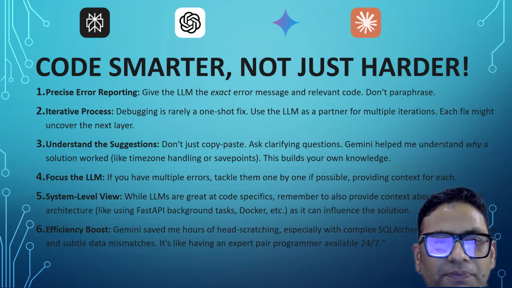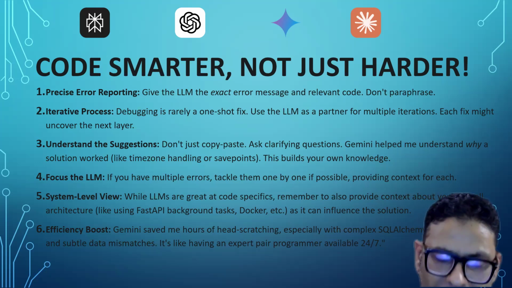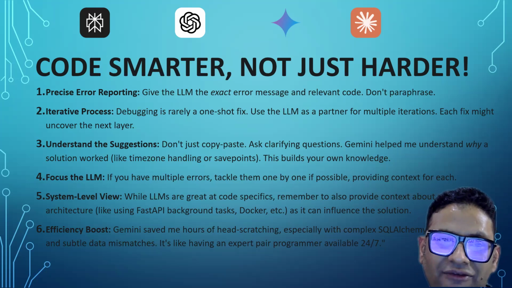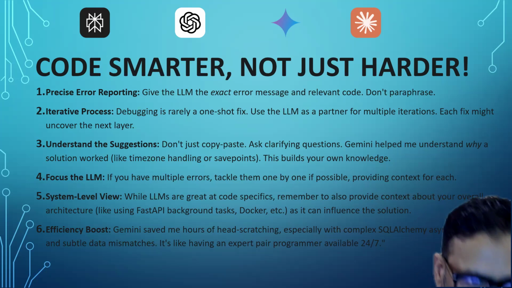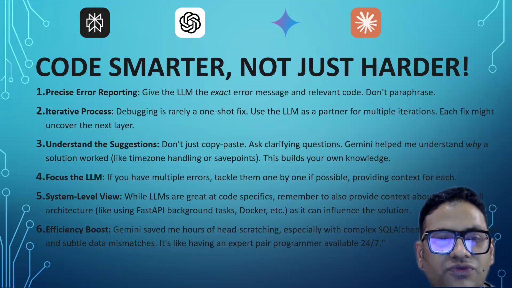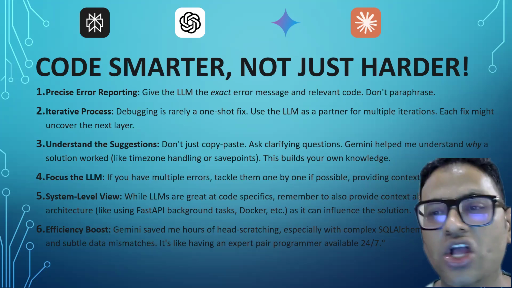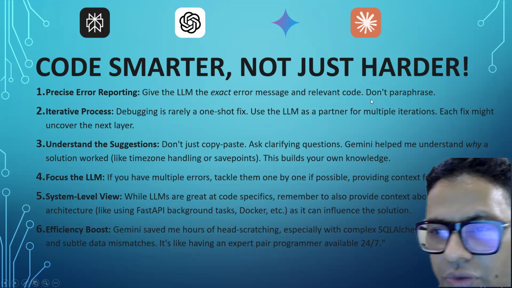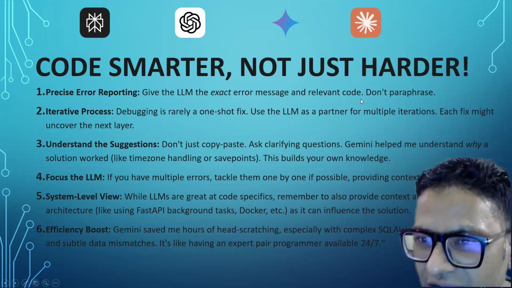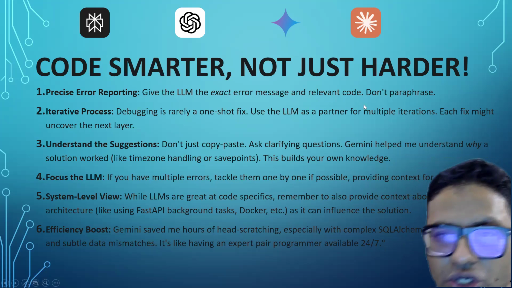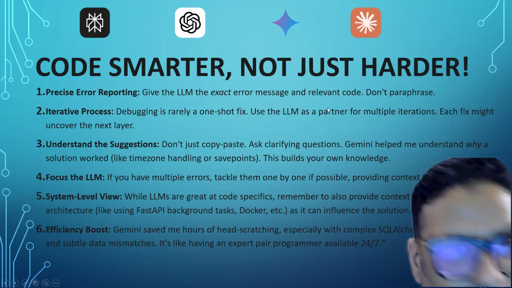You have to precisely report the error. First you have to set the context, like what you are trying to do, but after that you have to precisely report the error from the logs which you are getting on your server or wherever you are running your application, right? Don't put in extra information. Otherwise, it will get confused and start hallucinating and give you a response which is not at all relevant to your code, right?